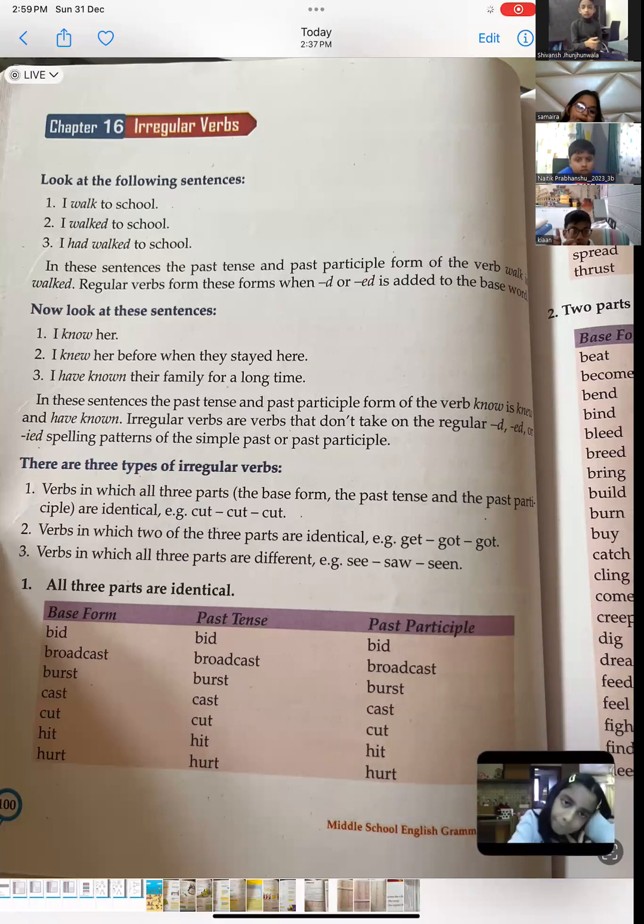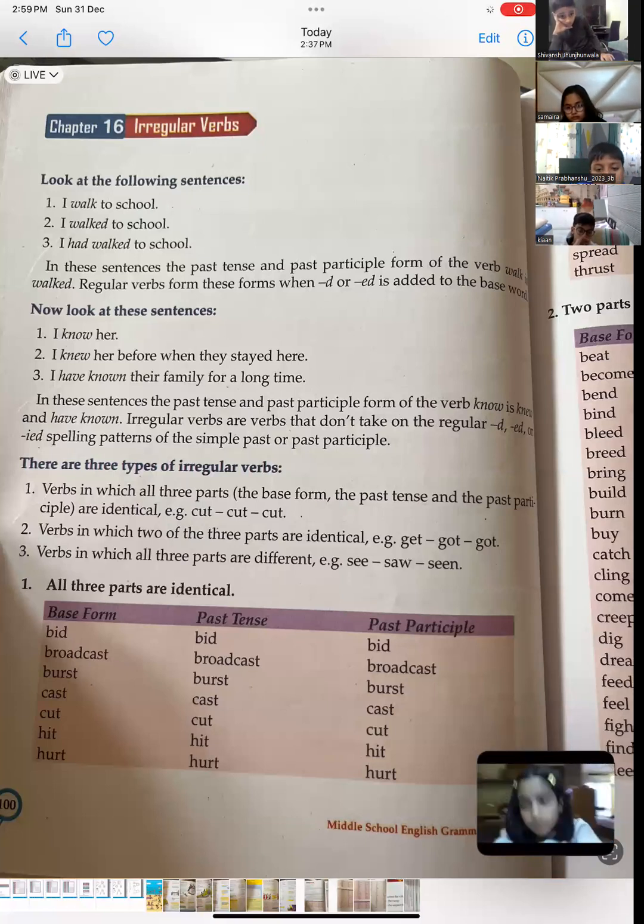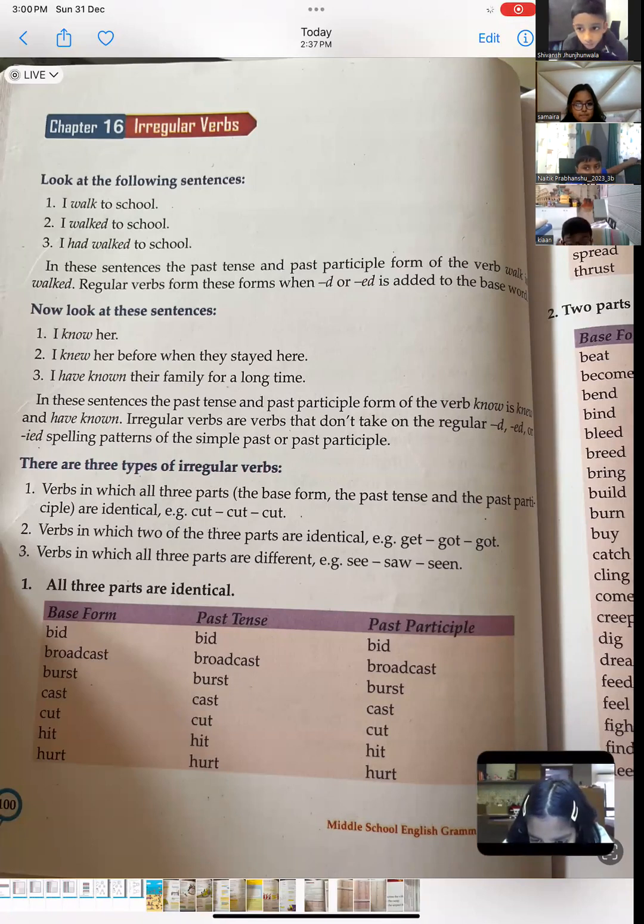Yeah. So this is the chapter called irregular verbs. I have briefed you on what irregular verbs are. Irregular verbs are those verbs where the spelling changes entirely. It's a new word form. Okay. So when all three parts are identical, come down to the bottom of the page.